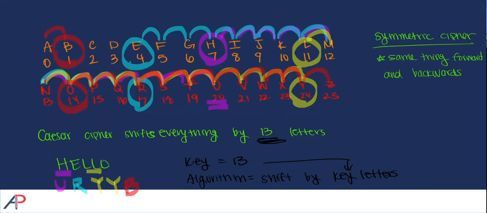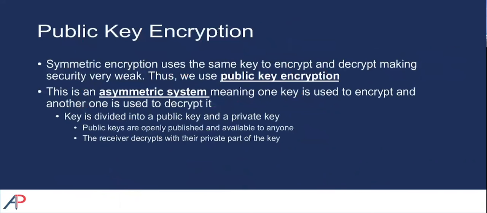So not a very good algorithm or cipher to use if you want something with foolproof security, which is why we have something called public key encryption. Symmetric encryption uses the same key to encrypt and decrypt, making security very weak. We just discussed this. That's the reason why a lot of systems use public key encryption.